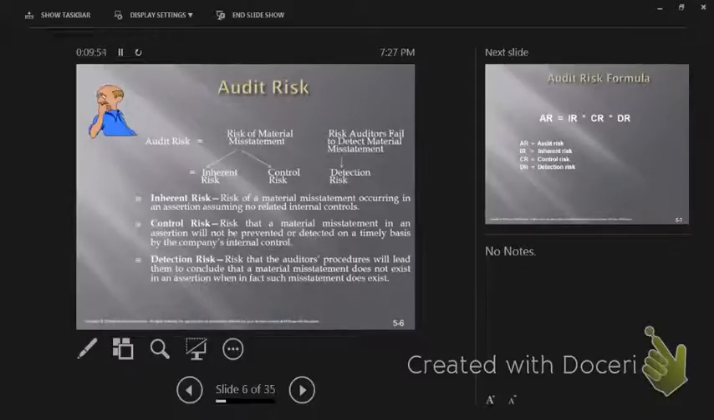So you can kind of see up here where the arrows fall down, risk of material misstatement, inherent and control, those two go together. They're more on the company side, but they're still what we're looking for. The risk of auditors not detecting is detection risk, because we're actually finding it after the fact. And that's not the way you want to find it.